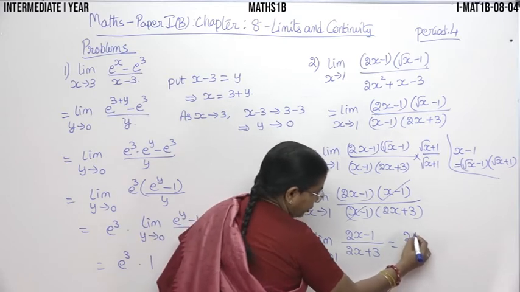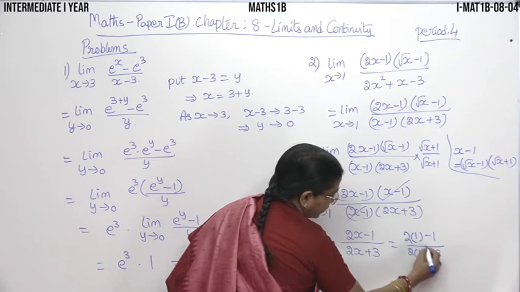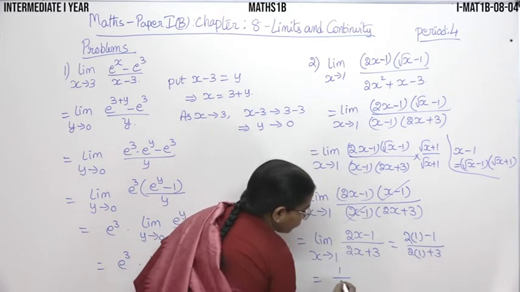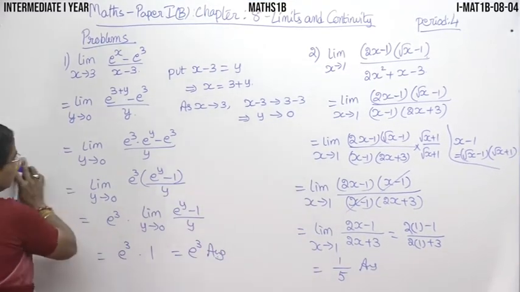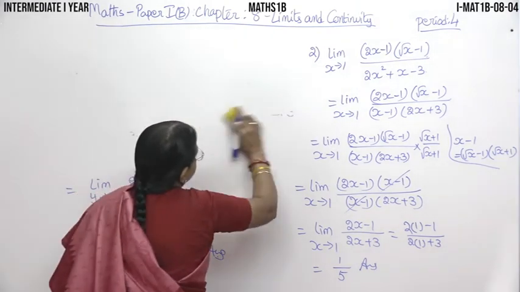So you will write 2 into 1 minus 1 by 2 into 1 plus 3. So 2 minus 1 is 1. 1 by 3 plus 2, 5. So 1 by 5 is the answer. So like this you have to do the problems. Okay, next problem.